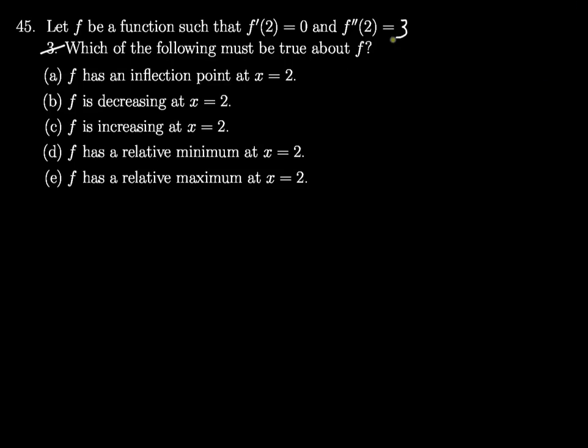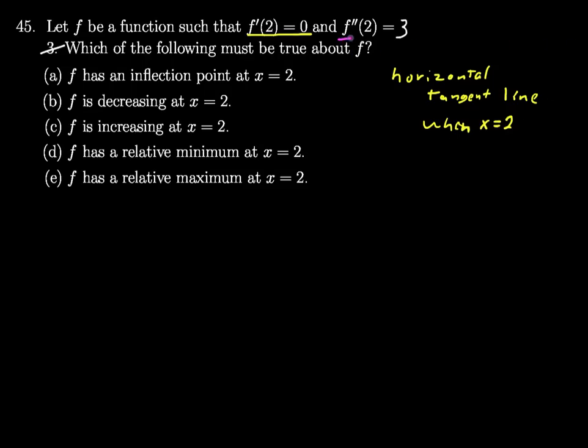So we have f prime of 2 equals 0. And this right here means we have a horizontal tangent line when x is equal to 2. Okay, horizontal tangent line. That doesn't necessarily mean we have an extreme value. We need to find that part out. So let's look at this next piece of information.